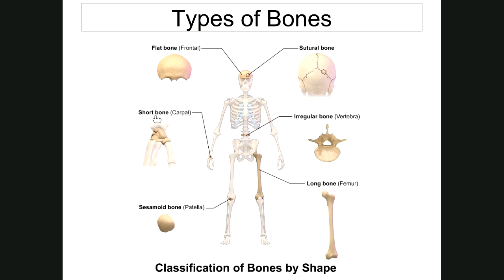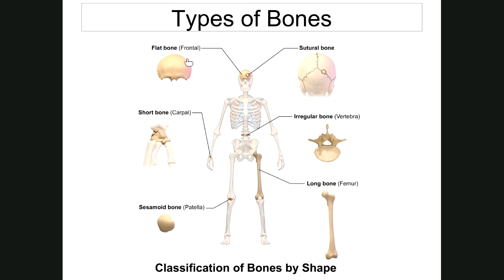Next one is short bones. Short bones are box-like in appearance. The external surface is covered with compact bone, and the center is spongy bone. And I gave you some examples. The bones of the wrist, which you have 8 bones in your wrist, and you have 7 bones in your ankle. Those are all called short bones.